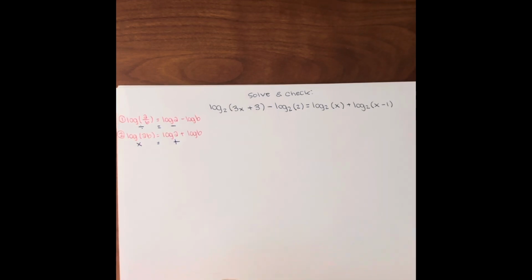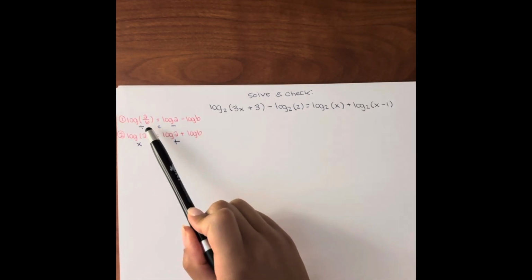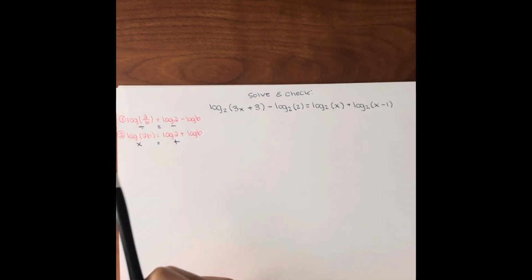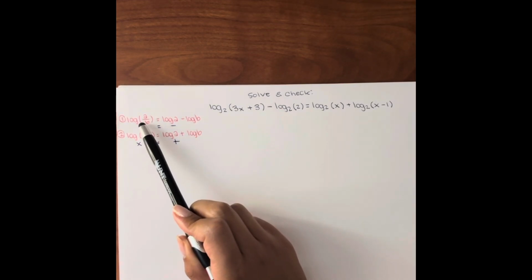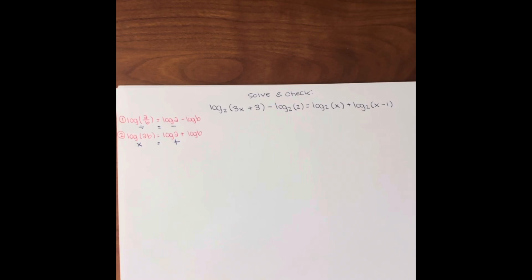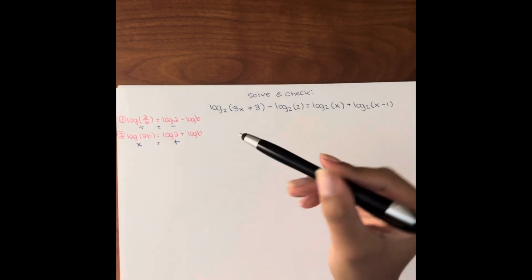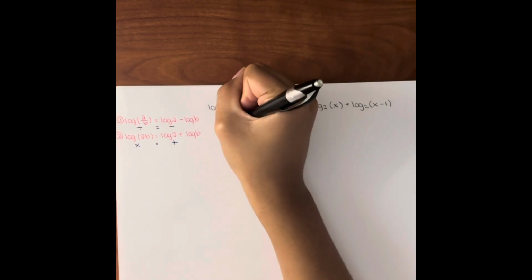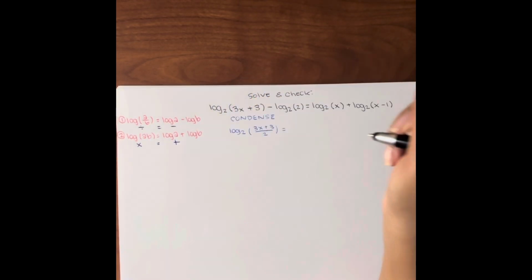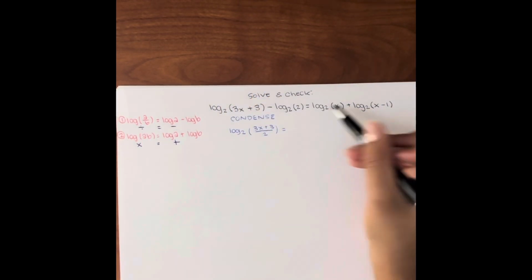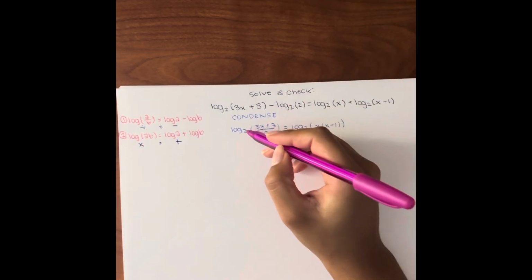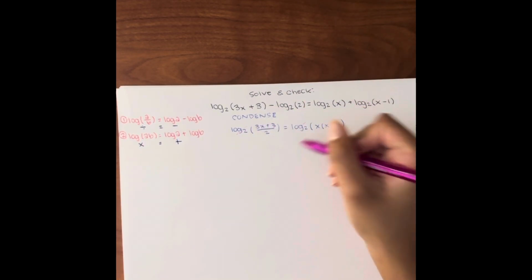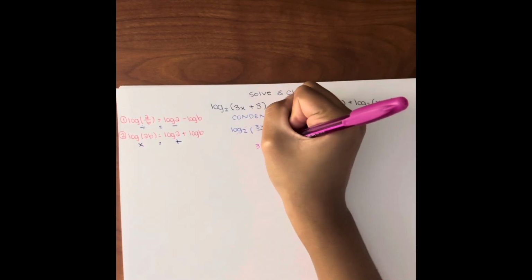We are going to start by condensing this equation using the same rules we used for the previous problem, but going in reverse. So when we see subtraction, we are going to put it in division form, and when we see addition, we are going to put it in multiplication form. Putting the same log in front, we are going to put 3x + 3 divided by 2. And on the other side of the equal sign, we will do x multiplied by x - 1. Since these logs have the same base, they can be canceled out, and we can bring down what's in the parentheses.